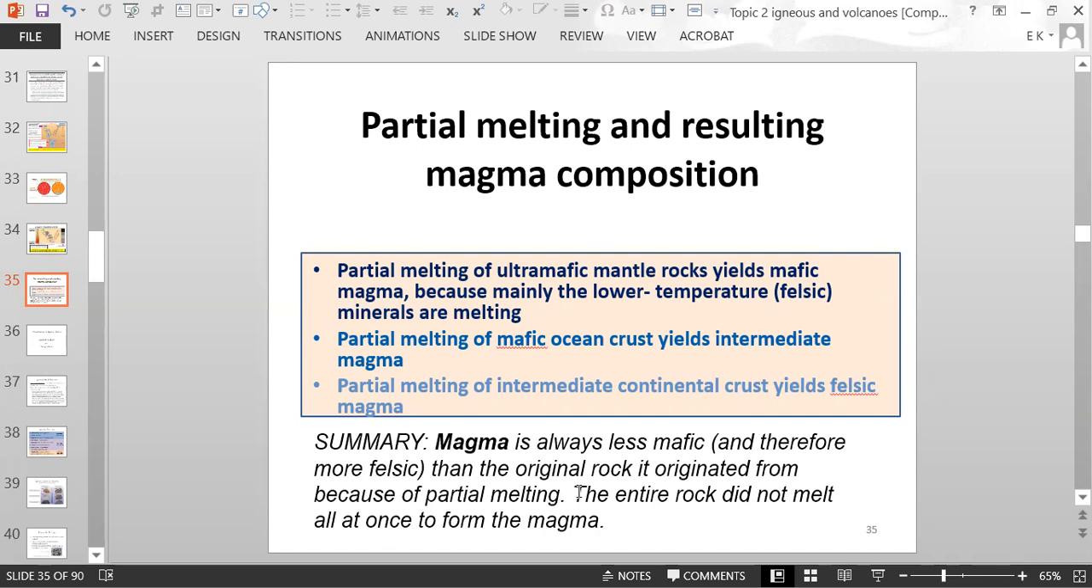Because the entire rock does not melt all at once to form the magma. You're always only melting first the minerals that melt at a lower temperature. So those are the felsic minerals.